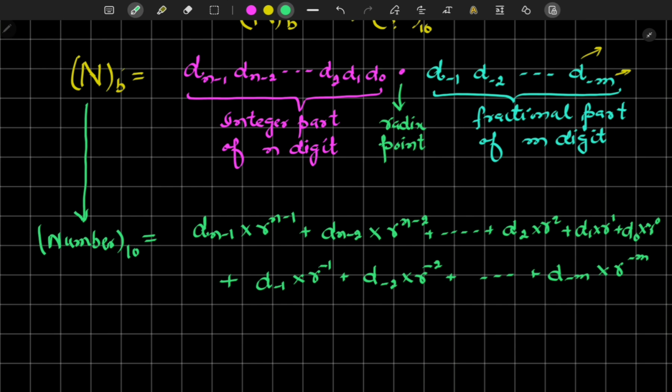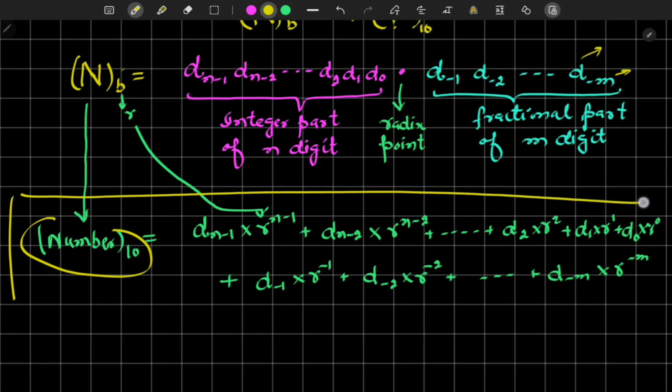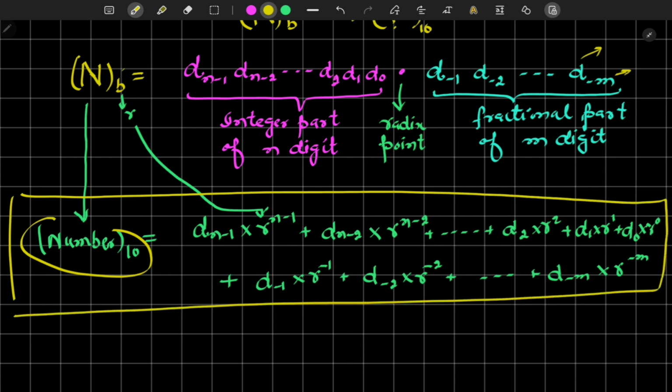This is the expression we will be using to convert any number with base b or radix r. This is the radix we will be using to get the number that is our decimal number. So we need to keep track of this formula. Let me now take certain examples to see how this expression works.